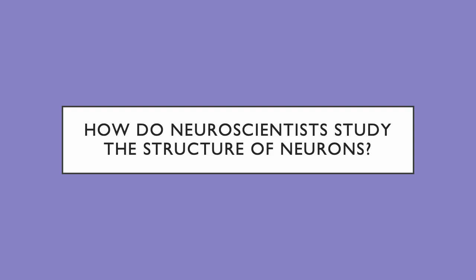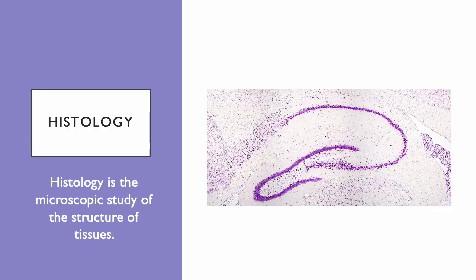So how do neuroscientists study the structure of neurons? This is through a technique called histology. Histology is the microscopic study of the structure of tissues. This image here is actually taken from the hippocampus of a mouse. The hippocampus is the key brain area for the neural mechanisms of learning and memory.